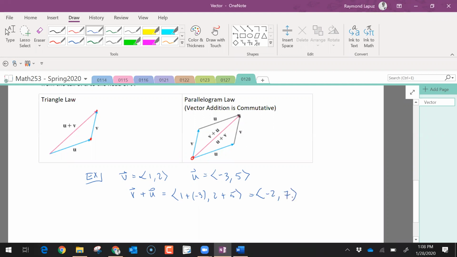Okay. And I looked in Desmos. Desmos, they do line segments, but they don't do vectors with arrows and stuff. So too bad. Okay. So any questions so far?